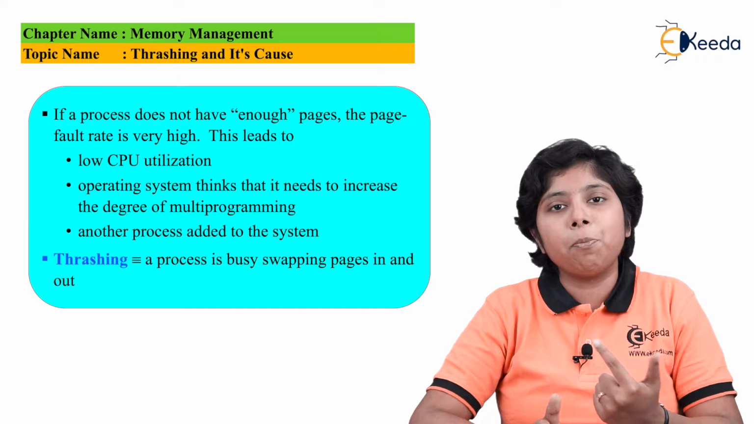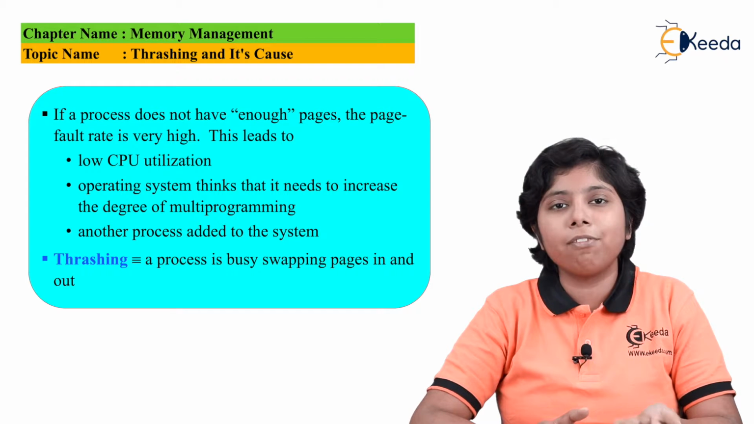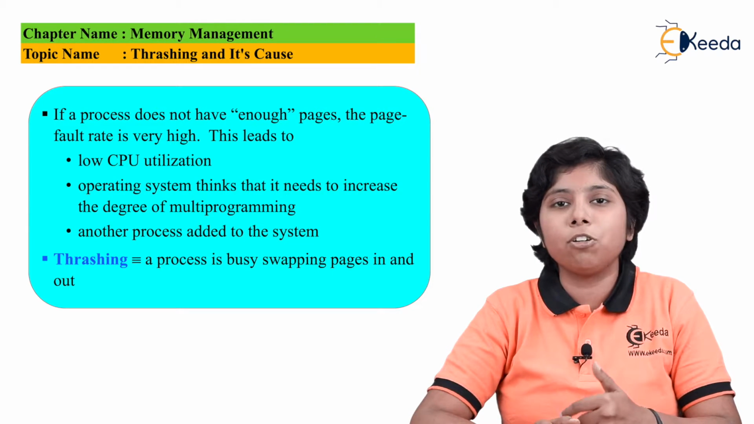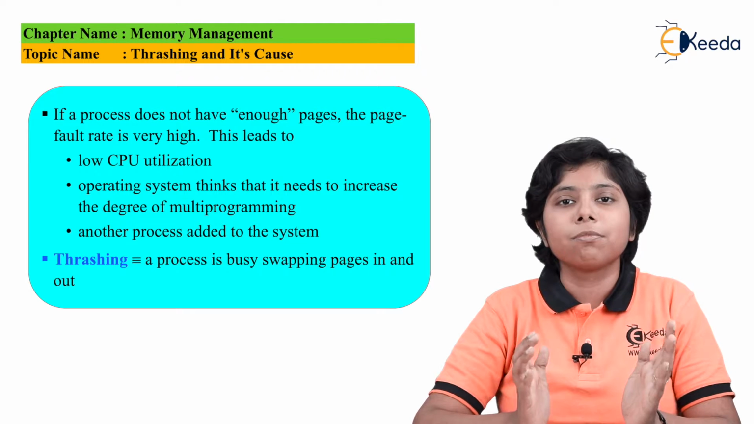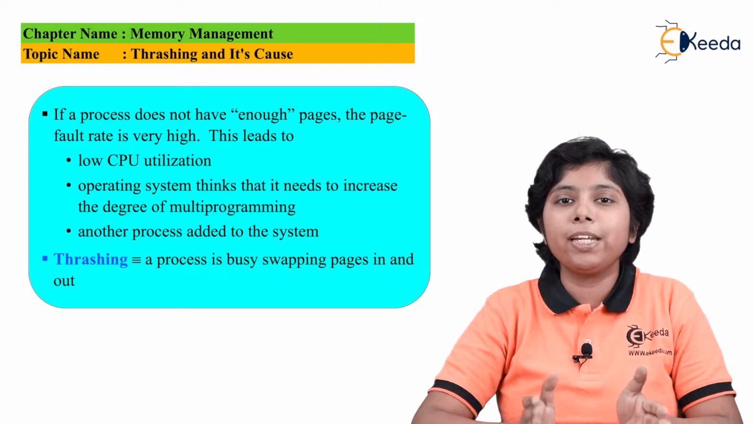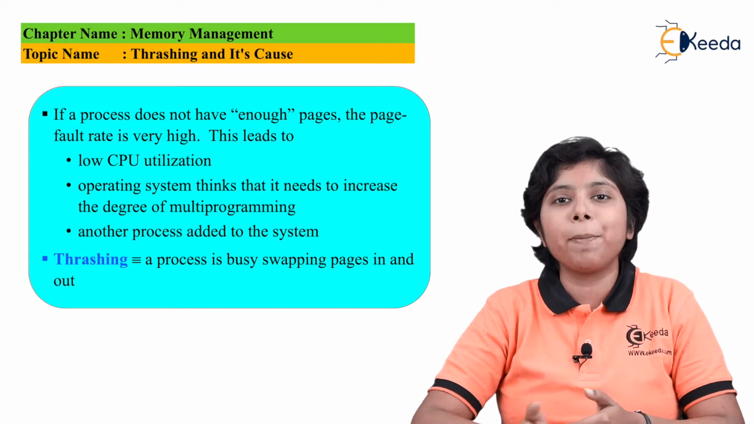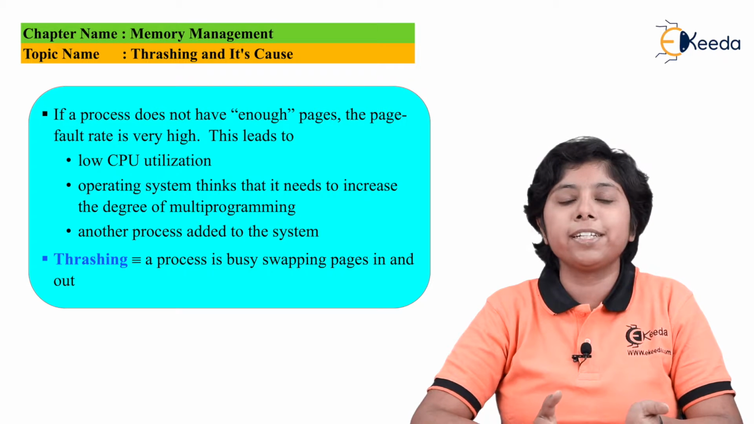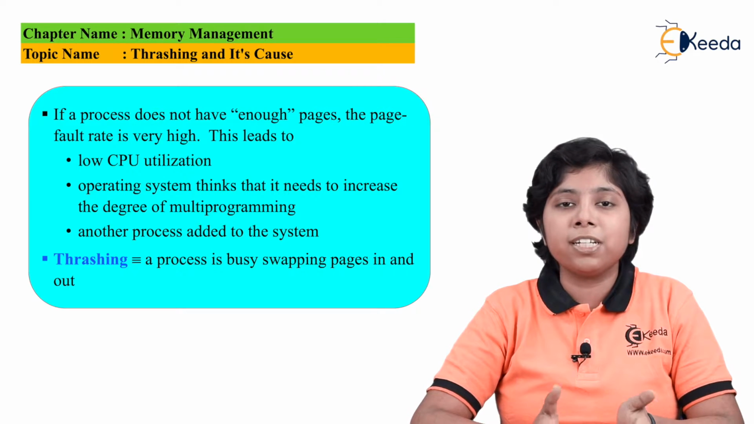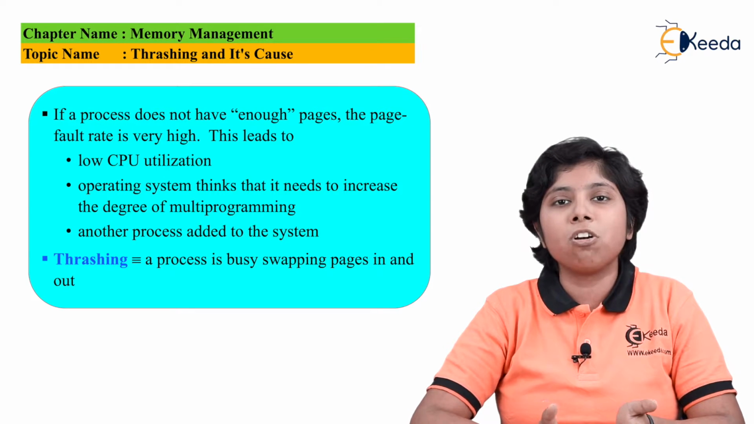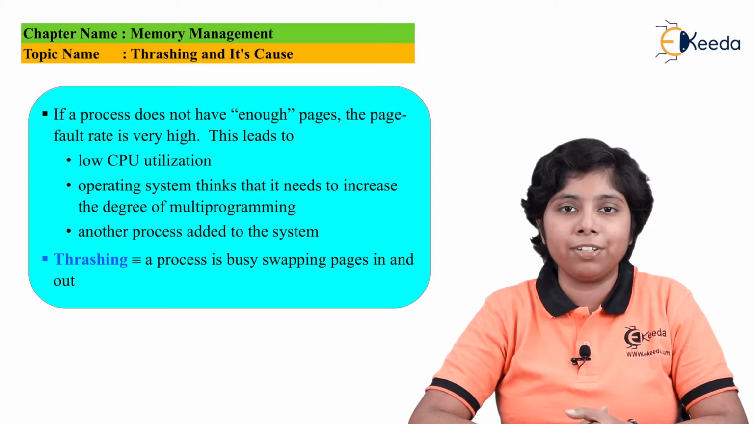These pages will be brought back immediately. After that, it will replace again, and the page will need to be brought back again immediately, and this process will continue. Now the process is doing nothing other than high paging activity and is not executing. This is the scenario which is called thrashing, when a process is involved in high paging activity without executing.